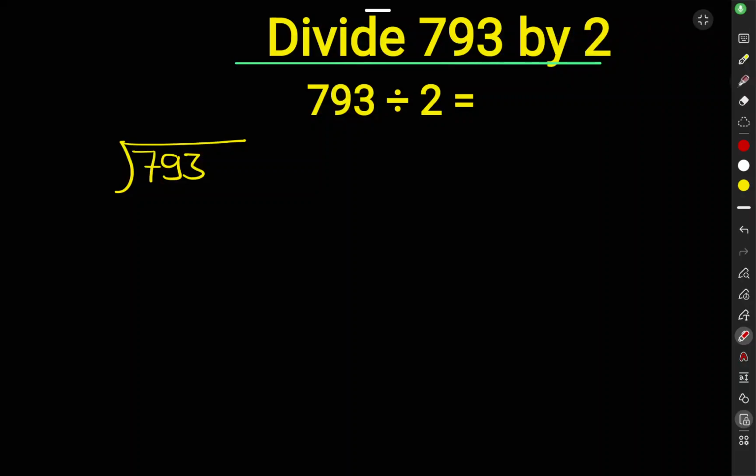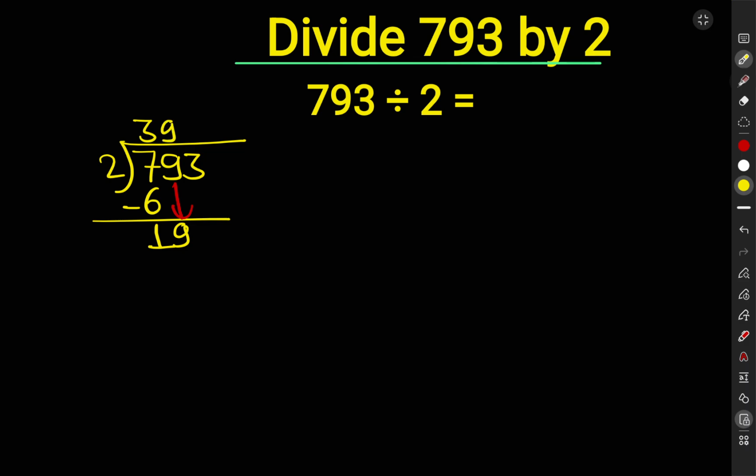We divide 793 by 2 in a long division method. So 2 times 3 is 6. On subtracting we get 1. So now we put down this 9 and it is 19.